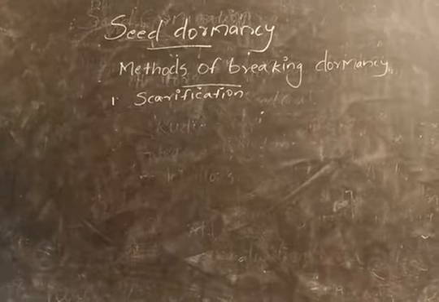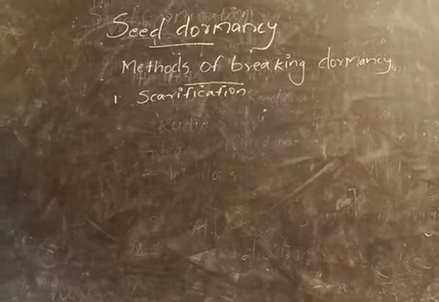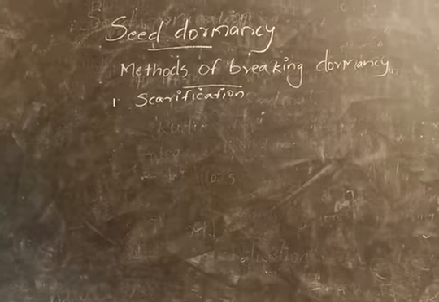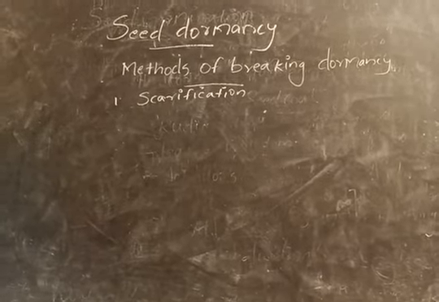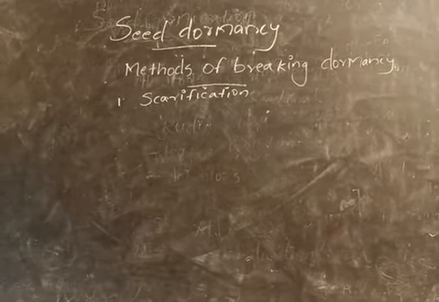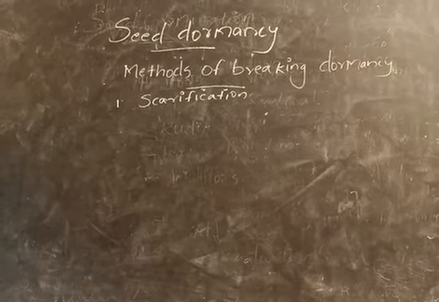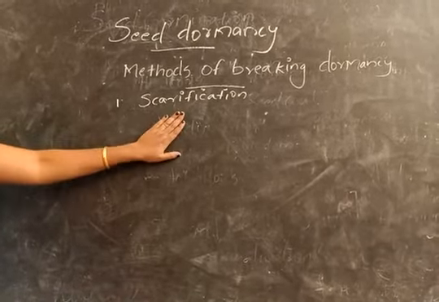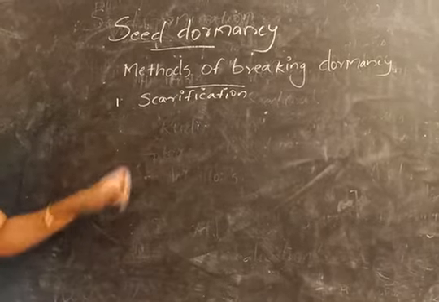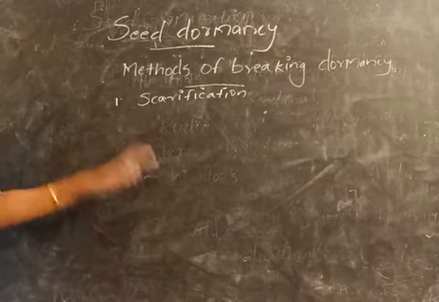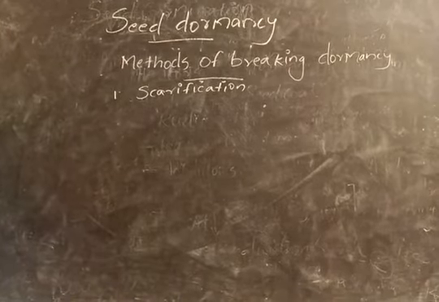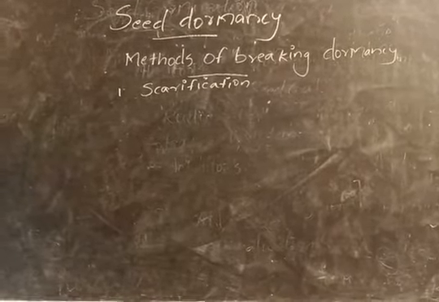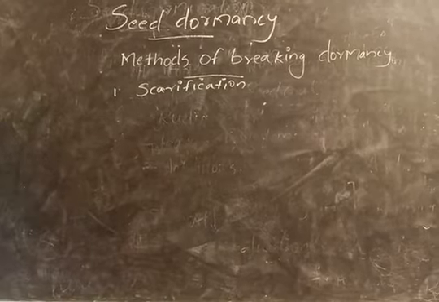Scarification. It is the mechanical and chemical treatments like cutting or chipping of the hard, tough seed coat and the use of organic solvents to remove waxy or fatty compounds. That is, the hard seed coat is removed mechanically by cutting or chopping, or organic solvents are used to remove the waxy and fatty compounds on the seed coat. This method is called scarification.